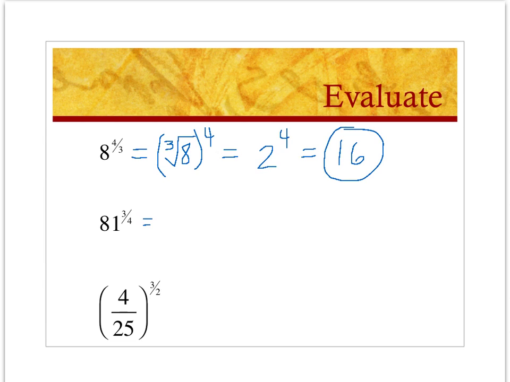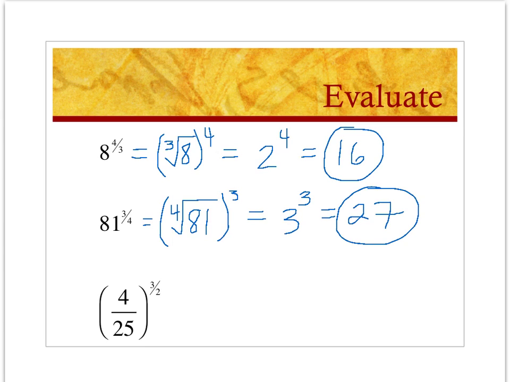If you look down here, 81 to the 3/4, 4 is the denominator, so that goes inside the root. 81 is our base here, and then we want to cube that value. You'll get more comfortable with your powers of 2s, 3s, and 4s, some of the more common ones. The 4th root of 81 I know is 3. And then when we cube 3, we end up with 27 as our answer.